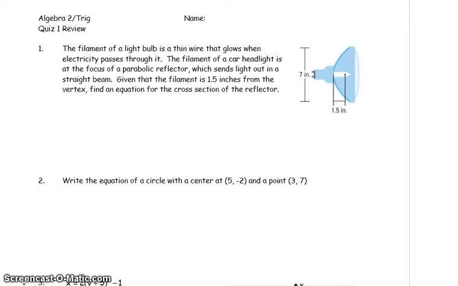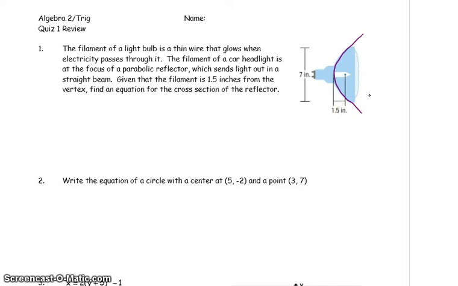If we're looking at this first problem, the filament of a light bulb is a thin wire that glows when electricity passes through it. The filament of a car headlight is at the focus of a parabolic reflector, which sends light out in a straight beam. Given that the filament is 1.5 inches from the vertex, find an equation for the cross-section of the reflector. So what this wants us to do is find an equation for the parabola that this light makes, okay?